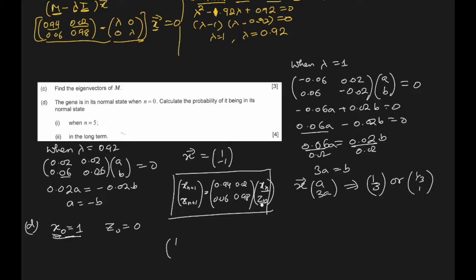In place of zn, we'll put 0. And before this, we'll have to put 0.94, 0.06, 0.02 and 0.98. This will be the x1 and z1 state, because 0 plus 1 is 1, 0 plus 1 is 1, in that is the probability of the first one. They're not asking first, they're asking number 5.